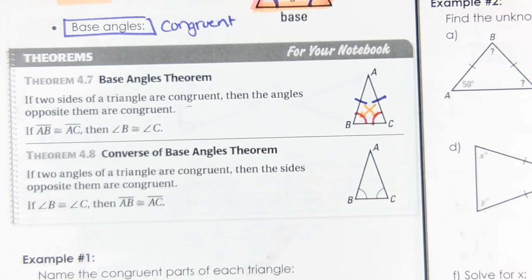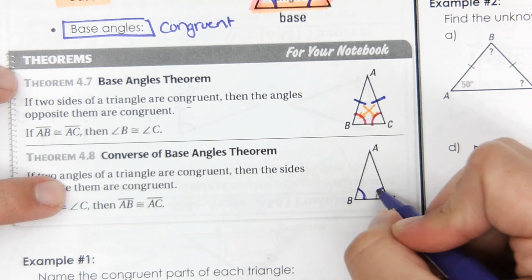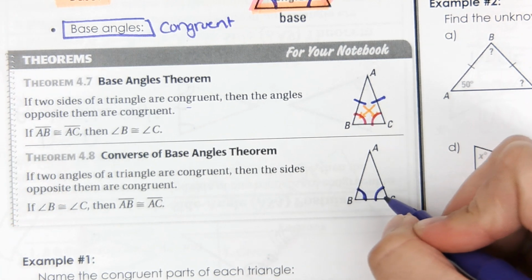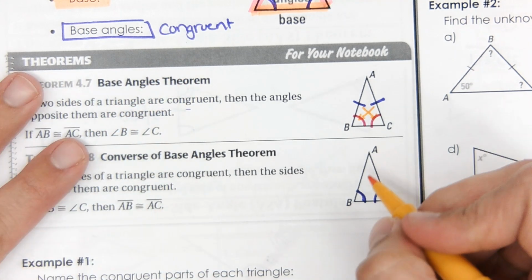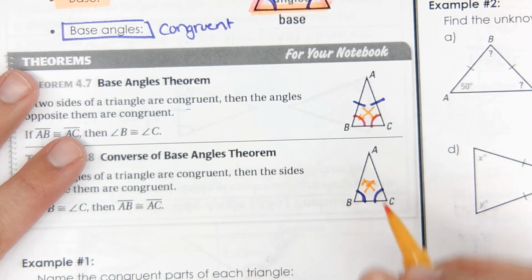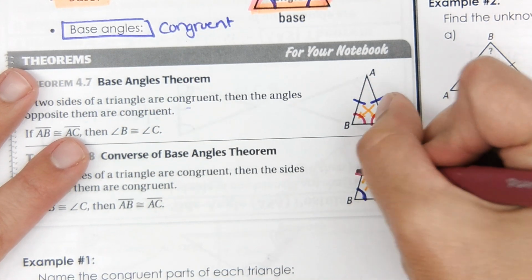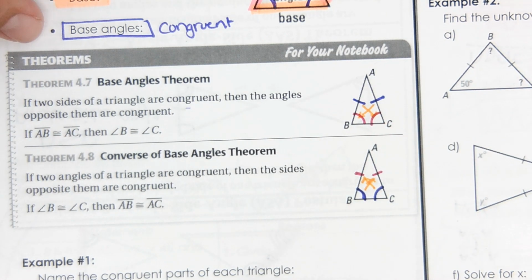And then the converse of that is if you have a triangle and two angles are the same, then the sides opposite those base angles are congruent. So opposite this and opposite this, you have congruent sides. So this side is congruent to this.